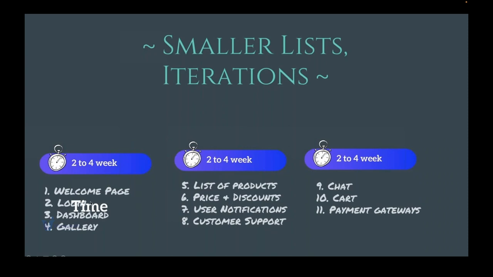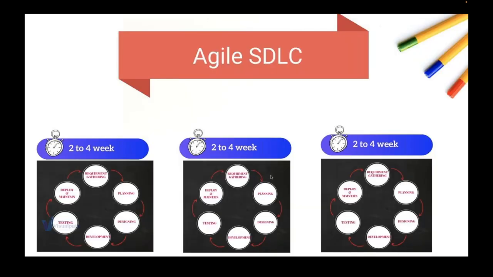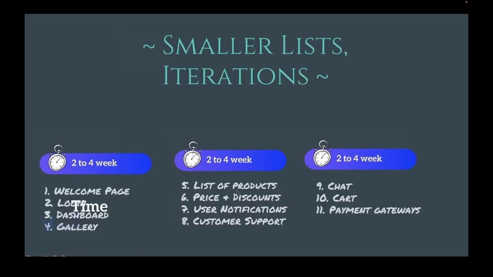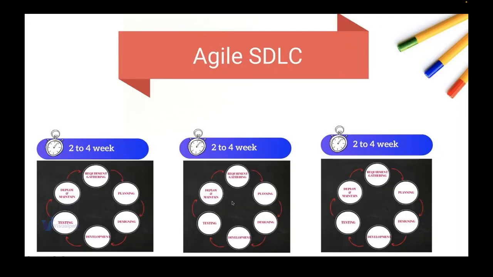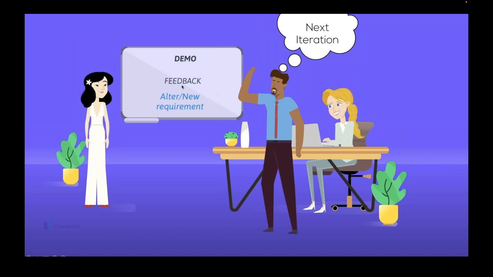We will go into that later. But our goal for the next 2 to 4 weeks for all of us is that we will jot down the requirements again. We will plan for these requirements. We will design the code. We will ask the developers to develop. We will ask the testing team to test, and we will make the changes, and we will deploy it. Again, after this deployment, we will ask for feedback from the customer, right? So this is the iteration process here.